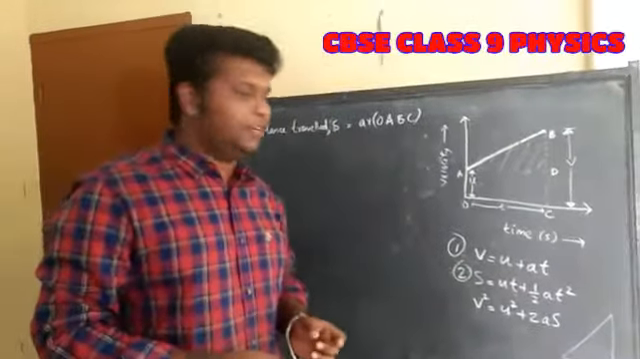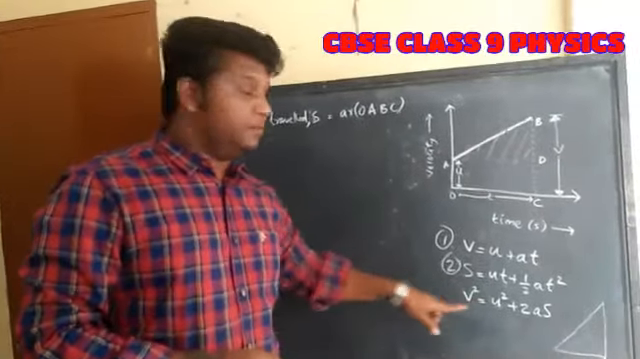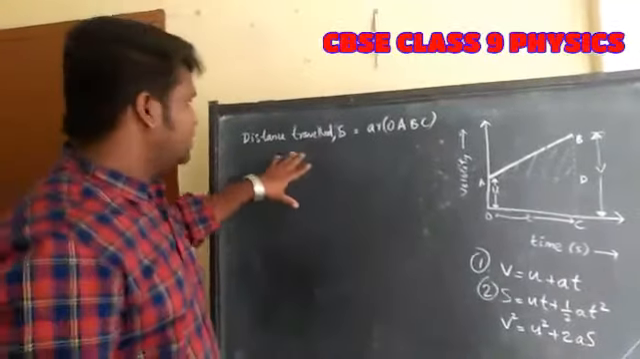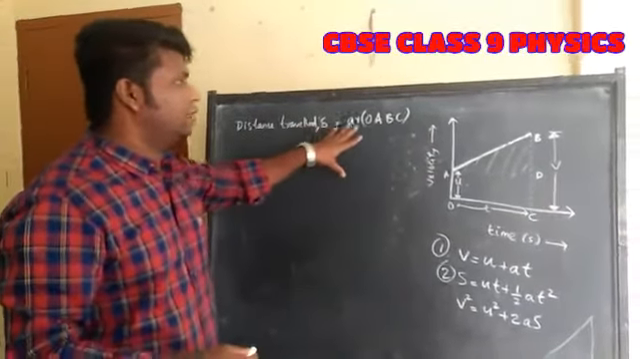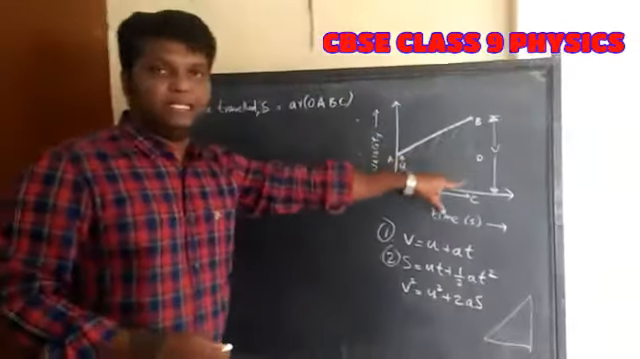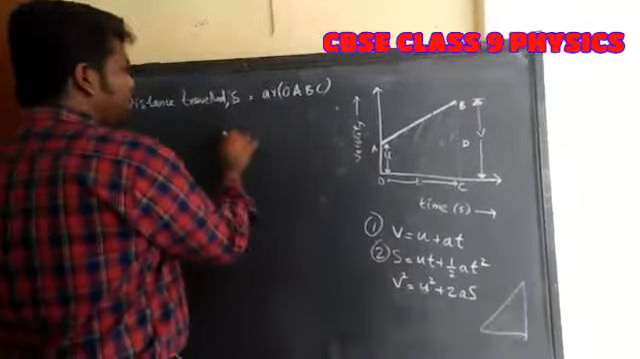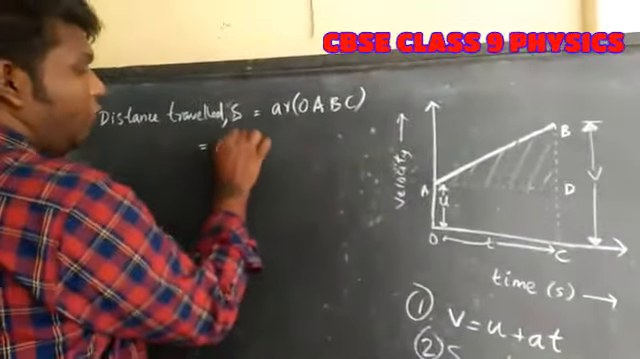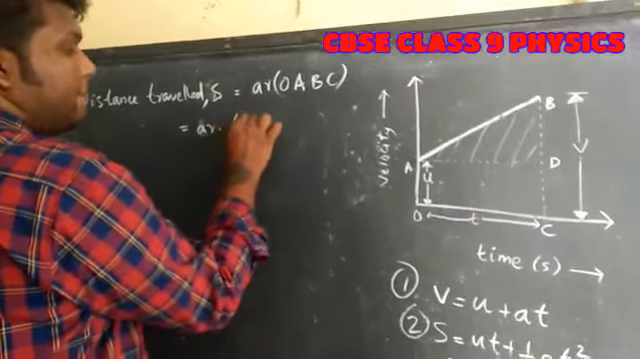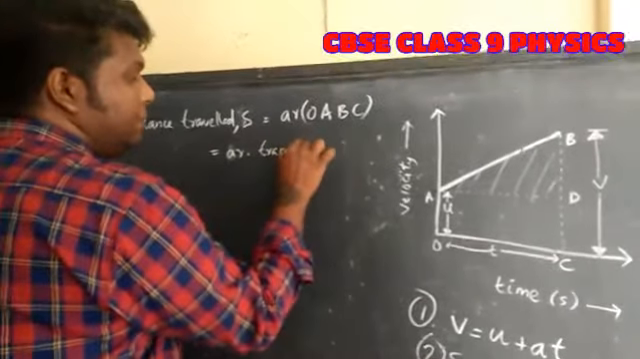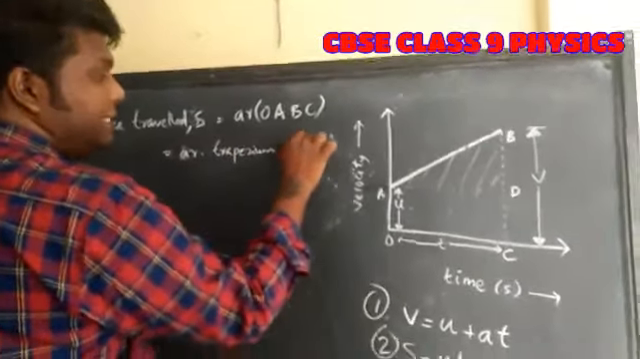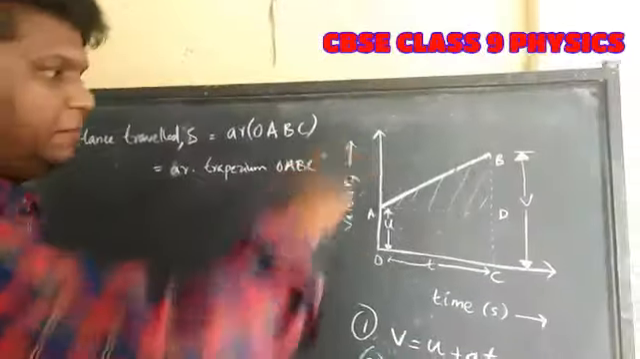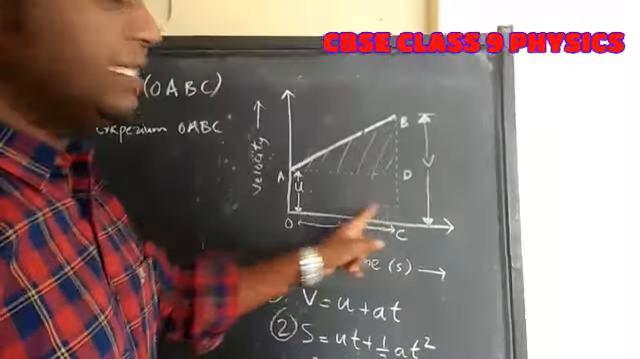Now let's come to the third derivation. Same thing, just as in the second, the starting is the same: distance traveled is equal to the area of OABC. And now see, what about OABC? That is what we call the area of a trapezium OABC, right? That's a trapezium. See, OABC is a trapezium.